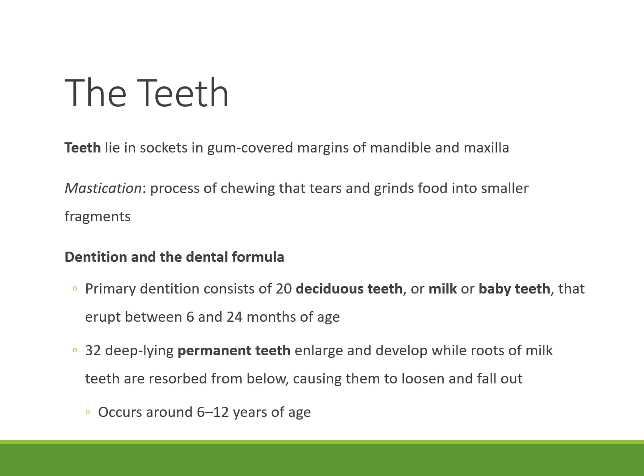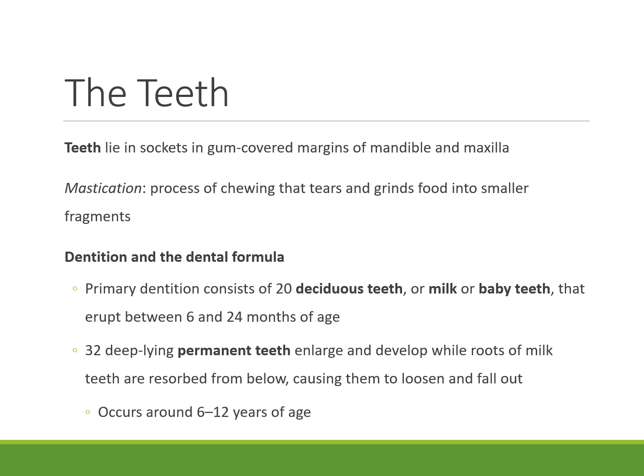The teeth lie in the sockets in the gum-covered margins of the mandible and the maxilla. So teeth are actually bones, and they are held into your jawbones, your maxilla and your mandible, in articulations that are called gomphoses. Mastication is the process of chewing that tears and grinds food into smaller fragments.